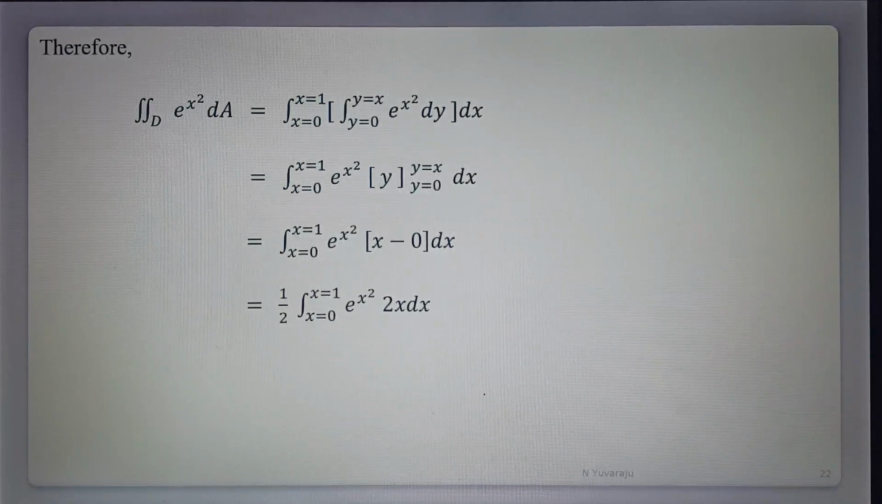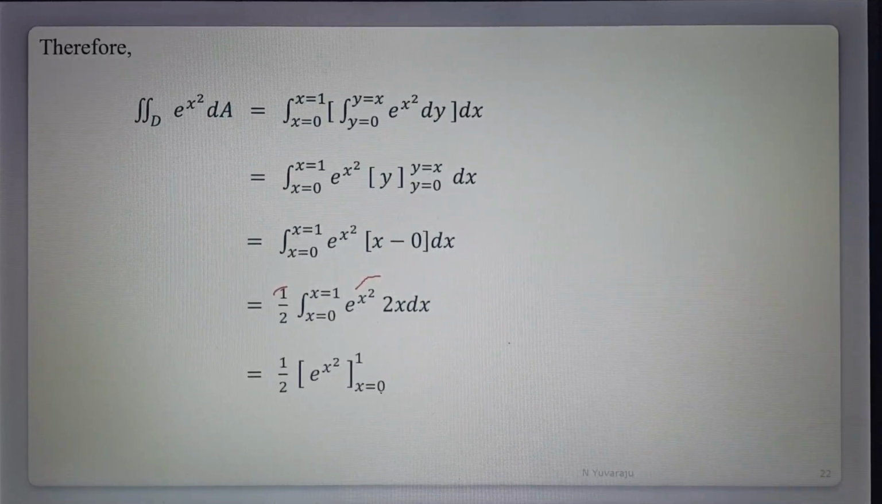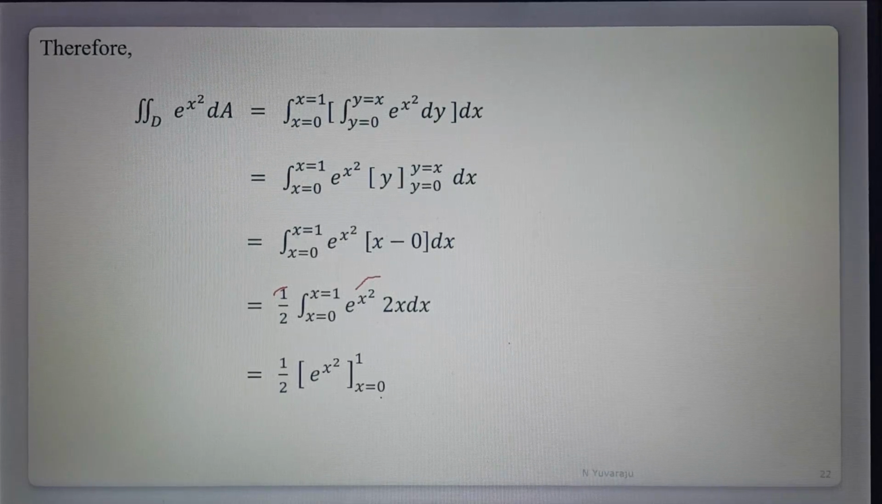So 1 by 2 into the integral from 0 to 1 of e power x square into x dx. The derivative of e power x square is e power x square into 2x, and the derivative of x square is 2x, but there is no 2, so dividing and multiplying with 2, that is equal to the integral of e power x square 2x dx, which means e power x square. So lower limit 0 to upper limit 1, substituting 1 by 2 into e power 1 minus 1. So this is the required result of the given integral.